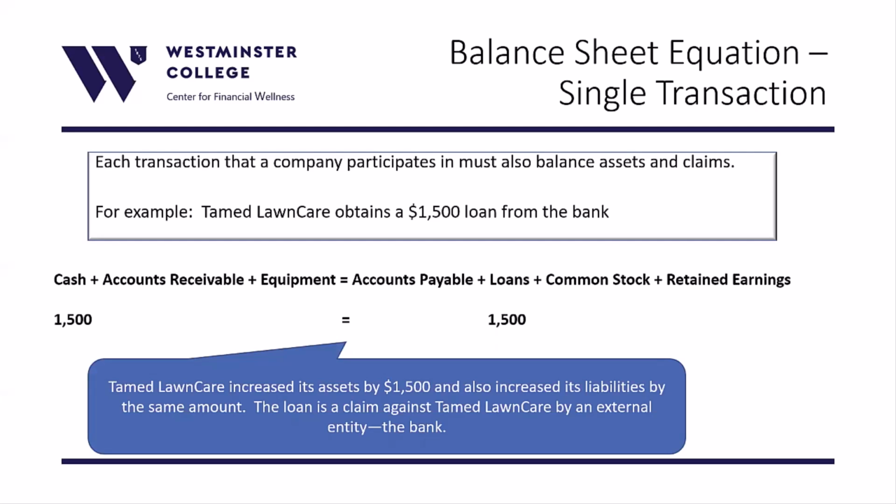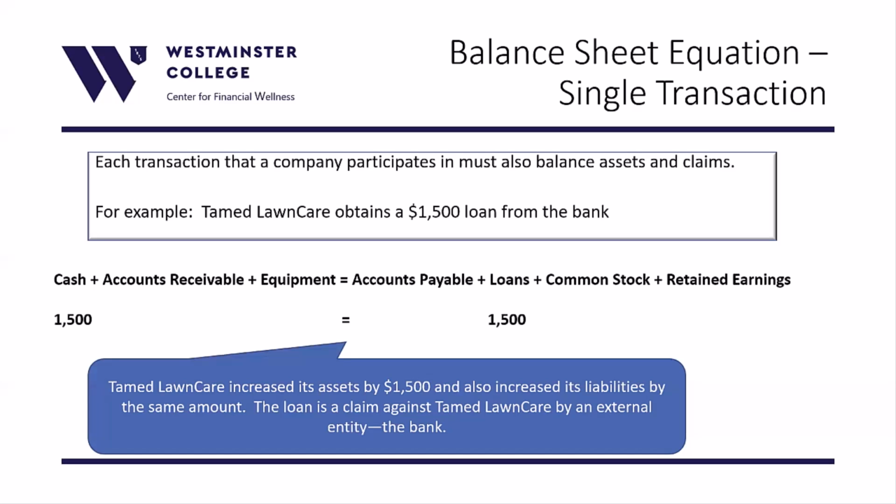Okay, in this transaction, we have our company, Tamed Lawn Care. Just going to call them TLC. They're going to get a loan from the bank. To analyze this, we will consider which accounts this transaction would impact, and we consider if it increases or decreases those accounts. Finally, we'll ensure that we keep the integrity of the balance sheet equation. Assets must equal claims for the transaction.